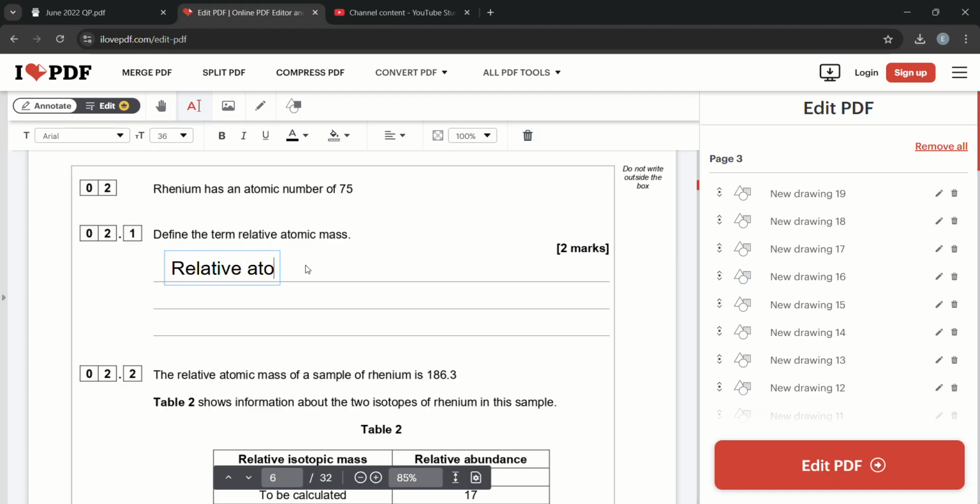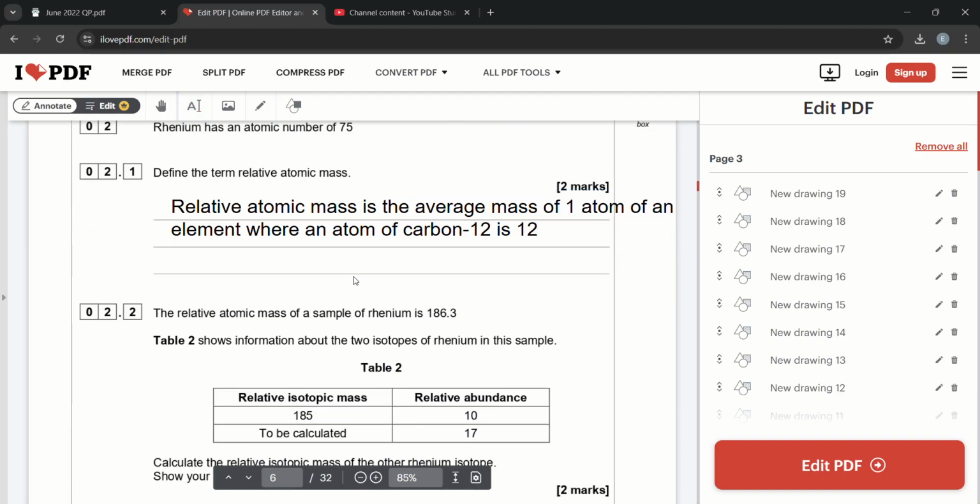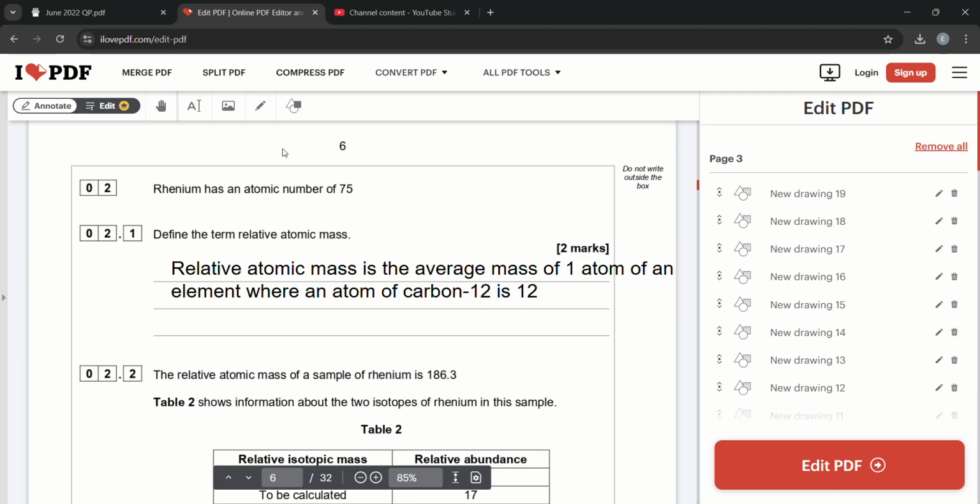Relative atomic mass is the average mass of one atom of an element, where an atom of carbon-12 is 12. Average mass of one atom of an element, where an atom of carbon-12 is 12. That's for 2 marks, just for the definition.